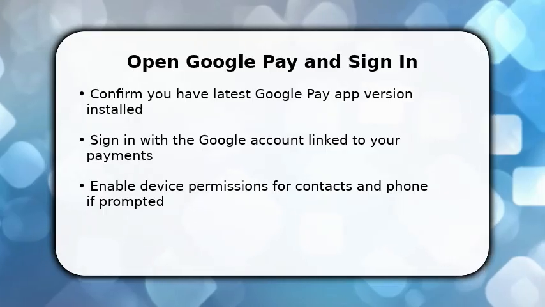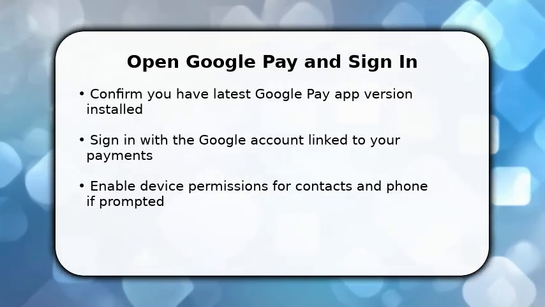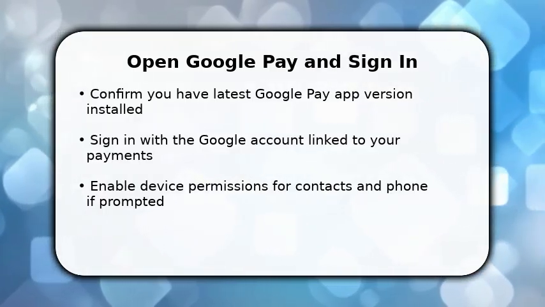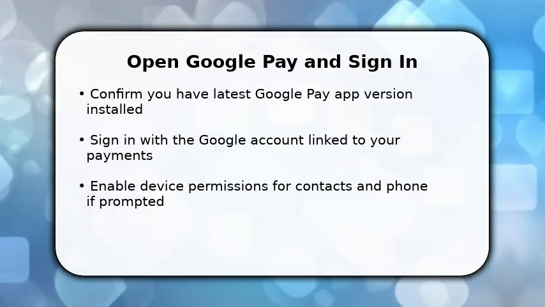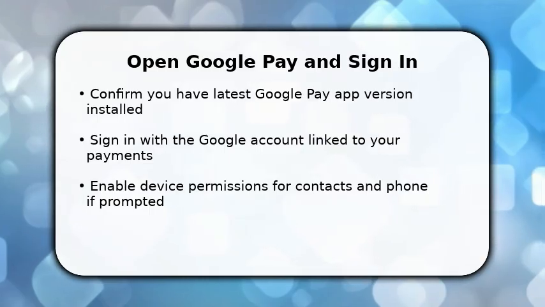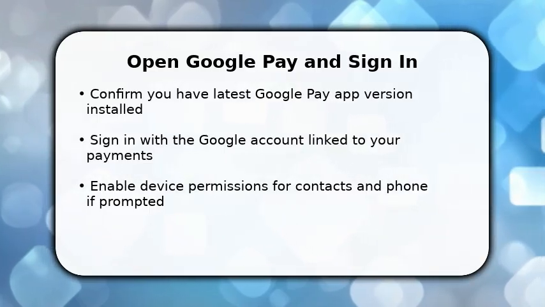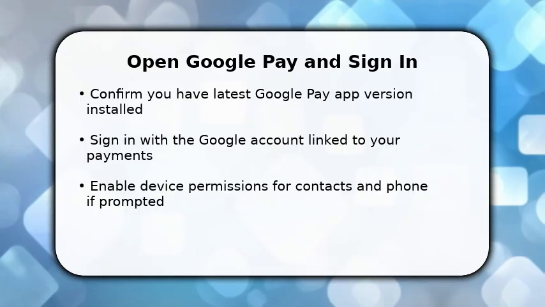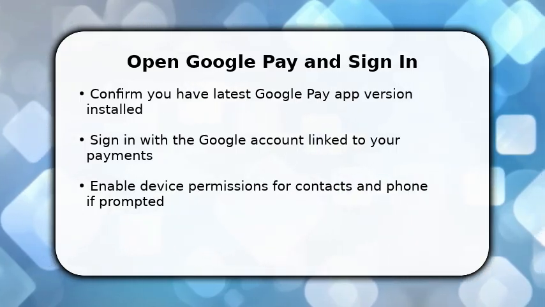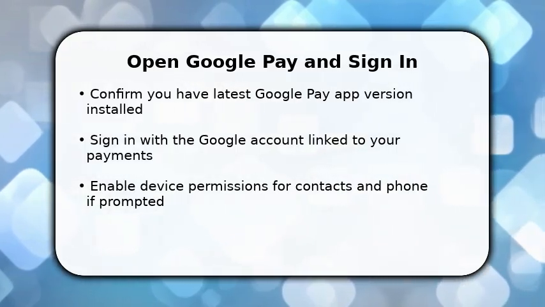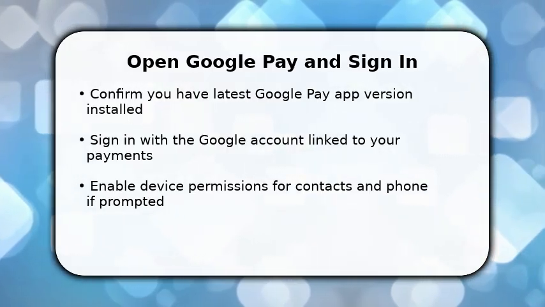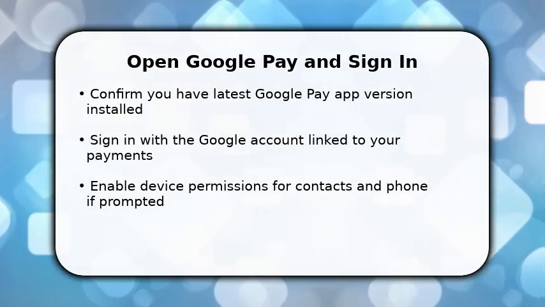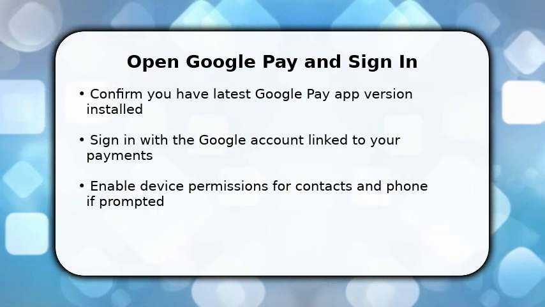You start by opening Google Pay and signing in with the same Google account that holds your payment details. This ensures the number you seek is visible. Once signed in, make sure the app has permission to access contacts and phone status so link numbers appear. If you used multiple accounts, switch to the correct one now. Otherwise, you may view the wrong profile. This first step establishes the right context and unlocks the screens where numbers and account details are stored.